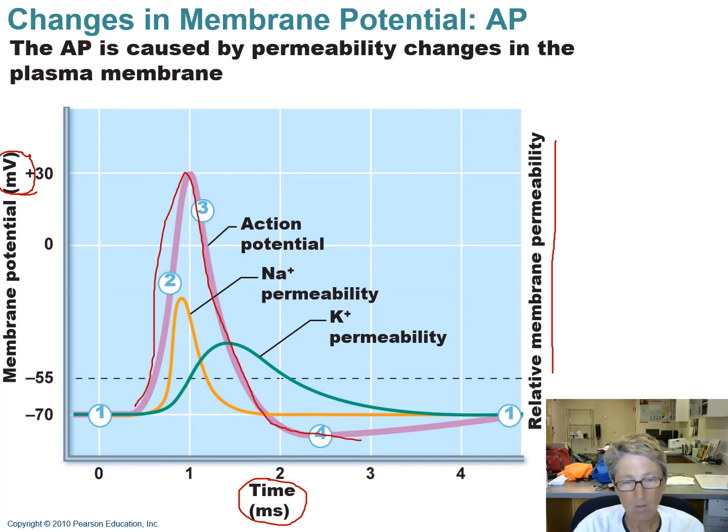But now to read sodium and potassium permeability, we have to look at the other y-axis where it says relative membrane permeability. So it's just saying that during the depolarization phase of the action potential, step 2, the membrane is highly permeable to sodium. And then during the repolarization phase, and a little bit here too, a little bit of the depolarization phase, the membrane is permeable to potassium.